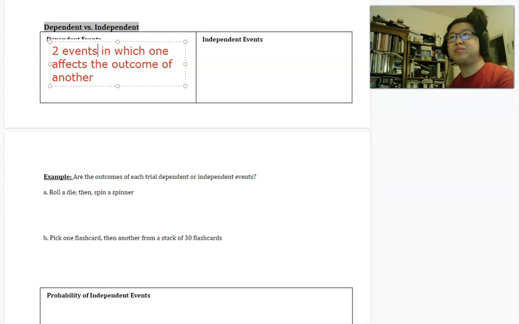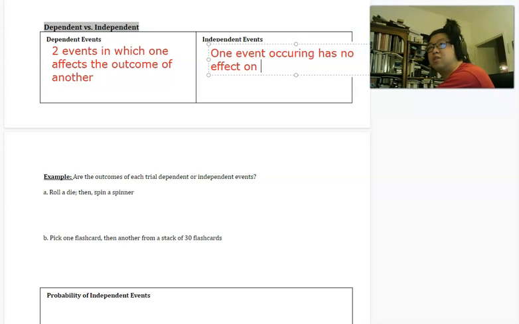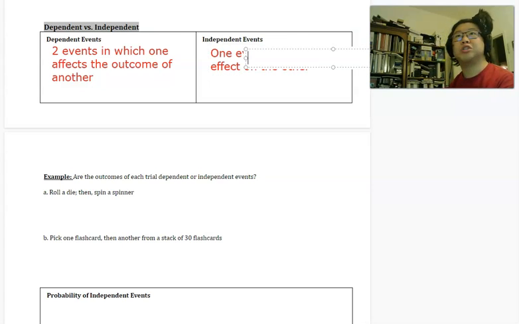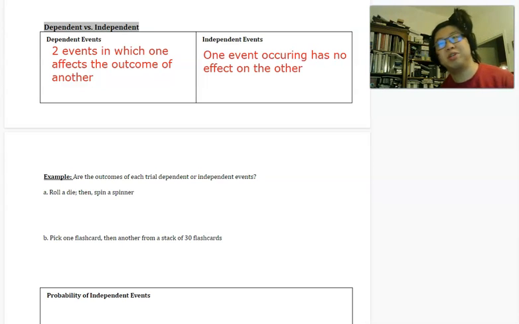Excuse me there. All right. So pretty self-explanatory. If they depend on each other, then obviously they have to be affecting each other in some way. So that's how we call that dependent events. Independent events, on the other hand, are the opposite. One event occurring has no effect on the other. So one event happening has no effect on the other. So independent versus dependent.